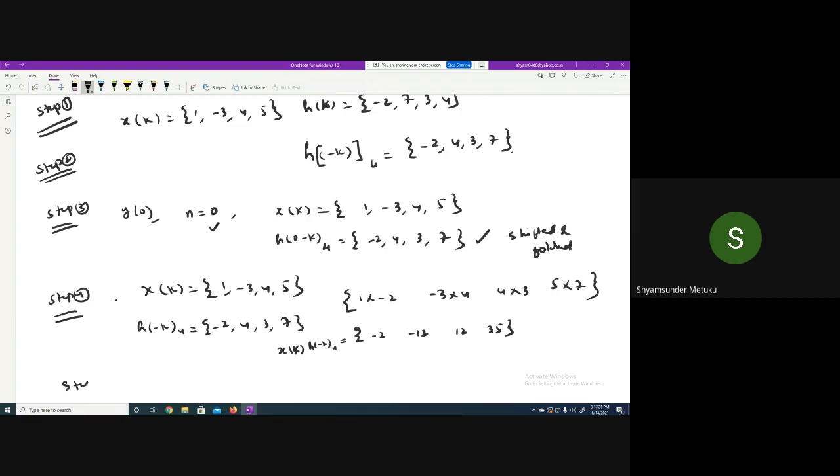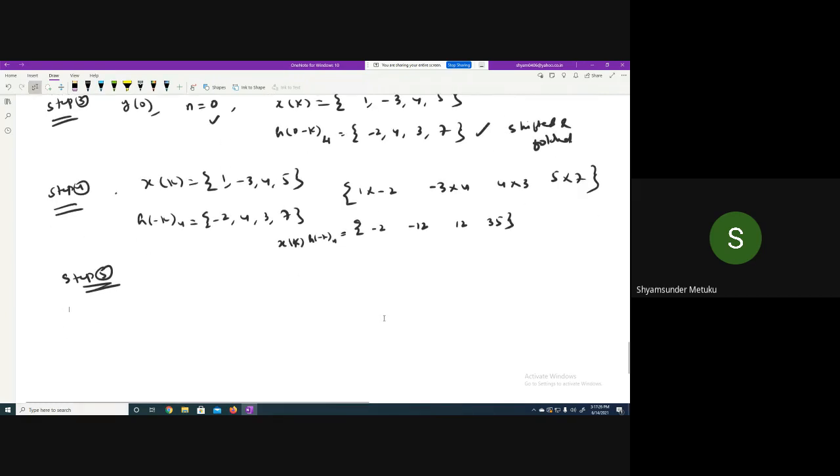What is step 5? Sum. Perform the sum of products. So every time it is a product. Already this is a product, this is also a product, this is also a product. Sum means simply you should do minus 2, minus 12, plus 12, plus 35, isn't it? So this one will get cancelled. Is it not 33? Yes or no? Yes, sir. So y of 0, I got 33.